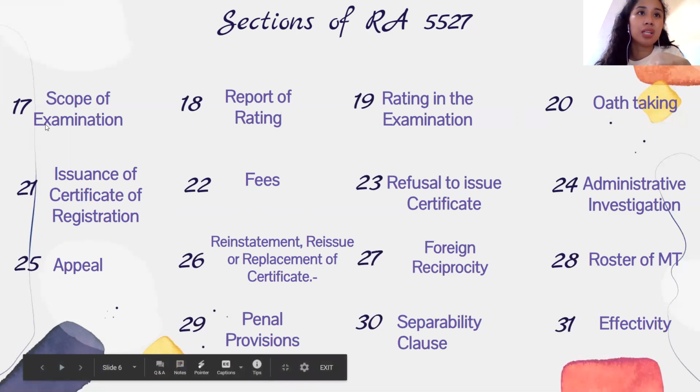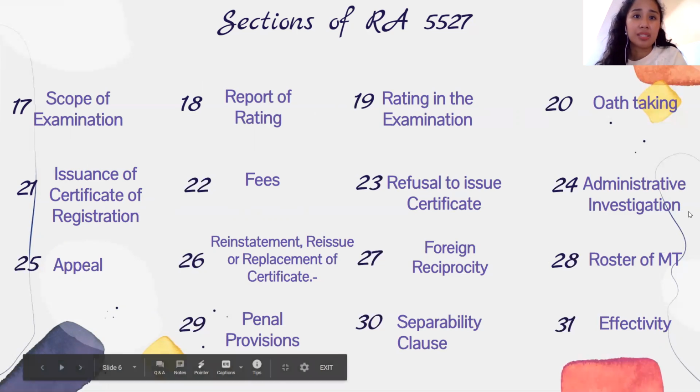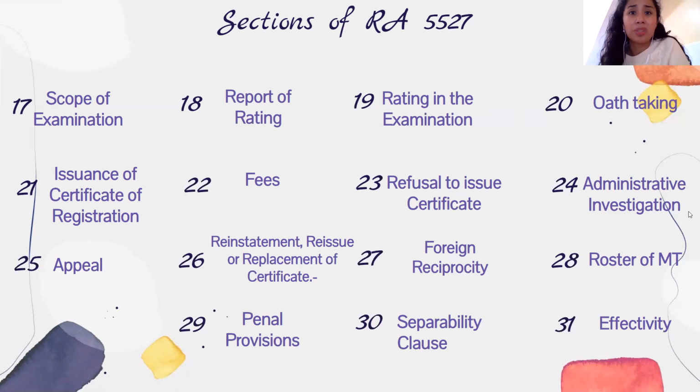Number 17, there is also the scope of the examination, the board exam. How do they score your board rating in the examination, the oath taking, up to that. When will they issue your registration and your license? That's it, class. So, that's 31 sections all about your profession.